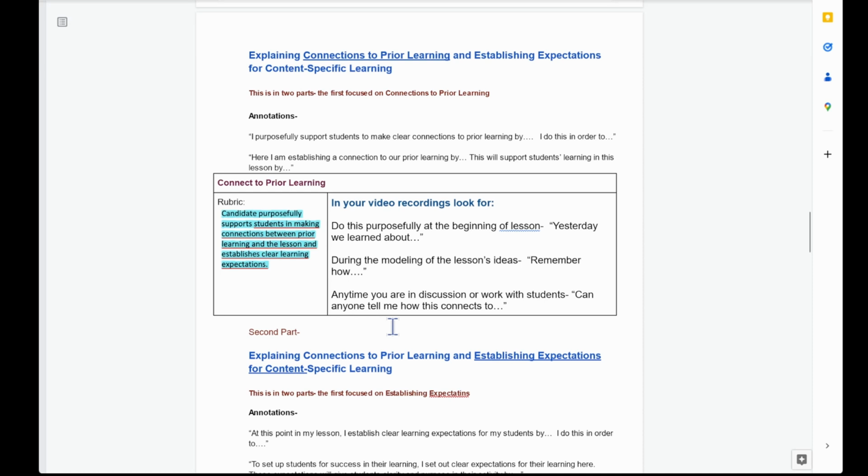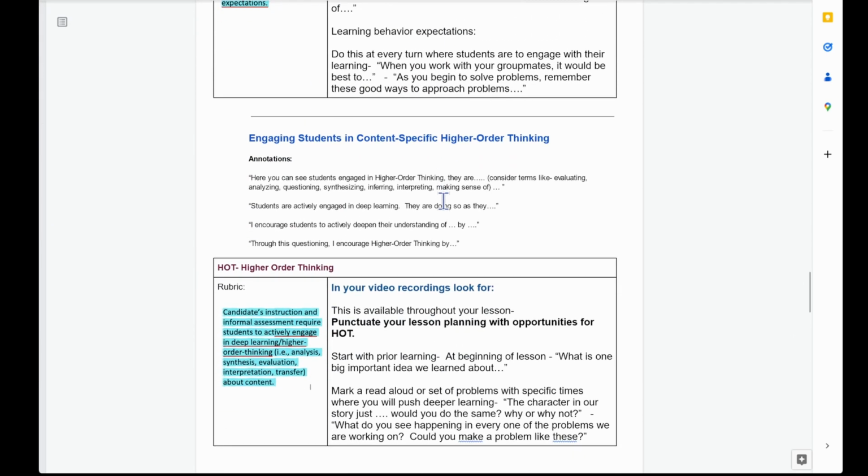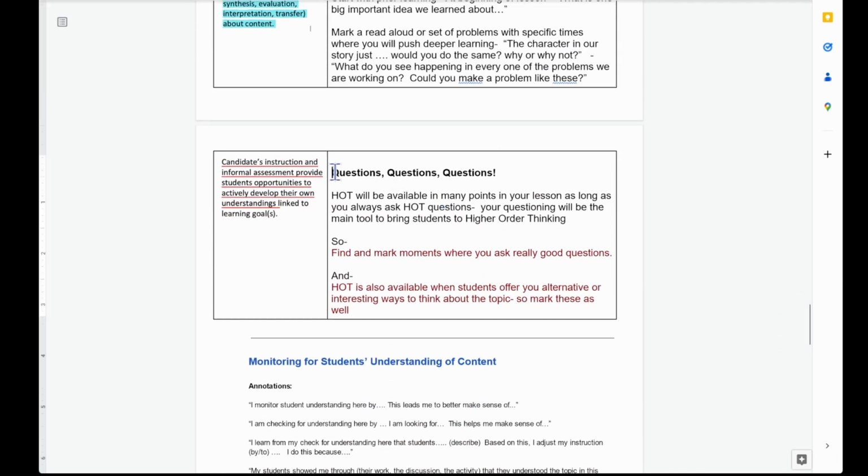Explaining connections to prior learning, establishing expectations. These are actually 2 different ones, so make sure you think about them that way. Mark every one that shows, every moment in your teaching that shows connections to prior learning as this one. And every moment in your video where you're setting expectations with this one as well. The next one's about engaging students in content-specific higher order thinking. And you can see I suggest lots of good questions here, things you might do.